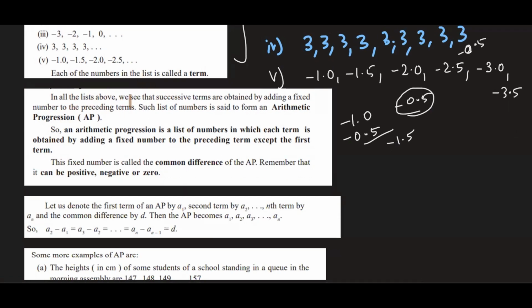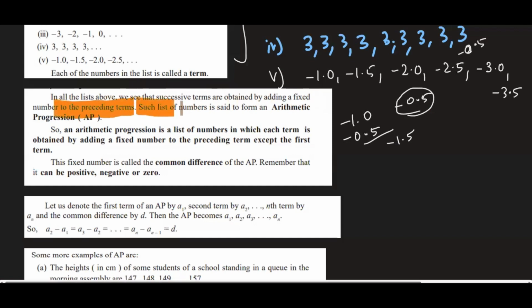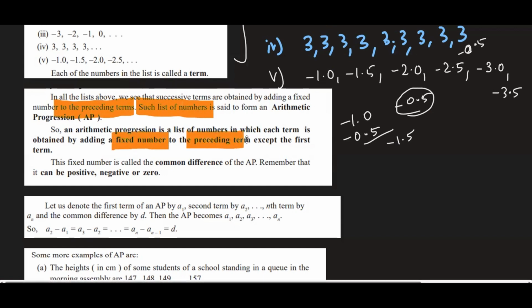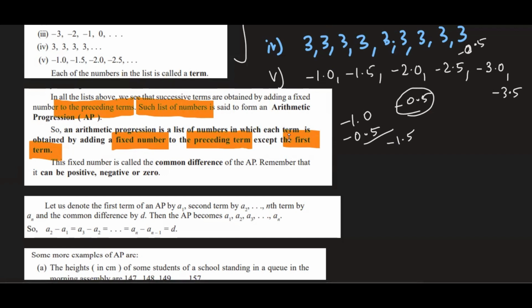So in all the lists above, we see that the successive terms are obtained by adding a fixed number to the preceding term. Such a list of numbers is said to form an AP. So an arithmetic progression is a list of numbers in which each term is obtained by adding a fixed number to the preceding term except the first term. Basically, we are adding a fixed number to the preceding term except the first term.